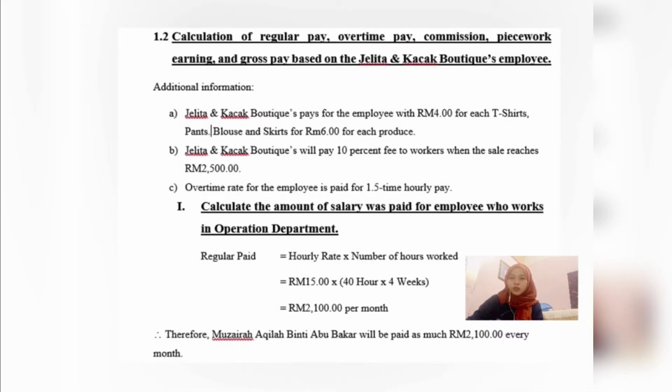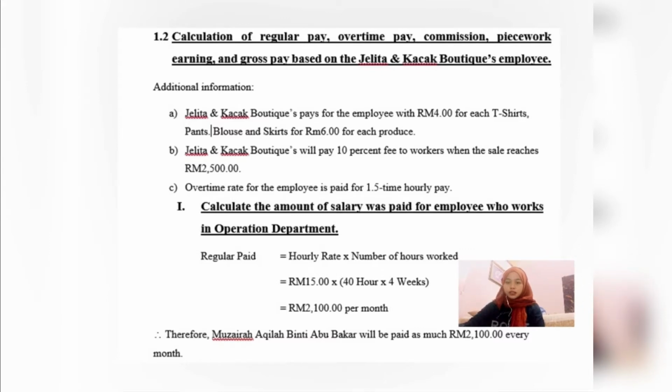So I would like to explain about our calculation of regular pay, overtime pay, commission, piecework earning, and gross pay based on the Jelita and Kacak Boutiques employees. For additional information, Jelita and Kacak Boutiques pays employees 4 ringgit for each t-shirt and pants produced, and 6 ringgit for each blouse and skirt produced. They will pay a 10% fee to workers when the sale reaches 2,500 ringgit. Overtime is paid at 1.5 times the hourly pay.